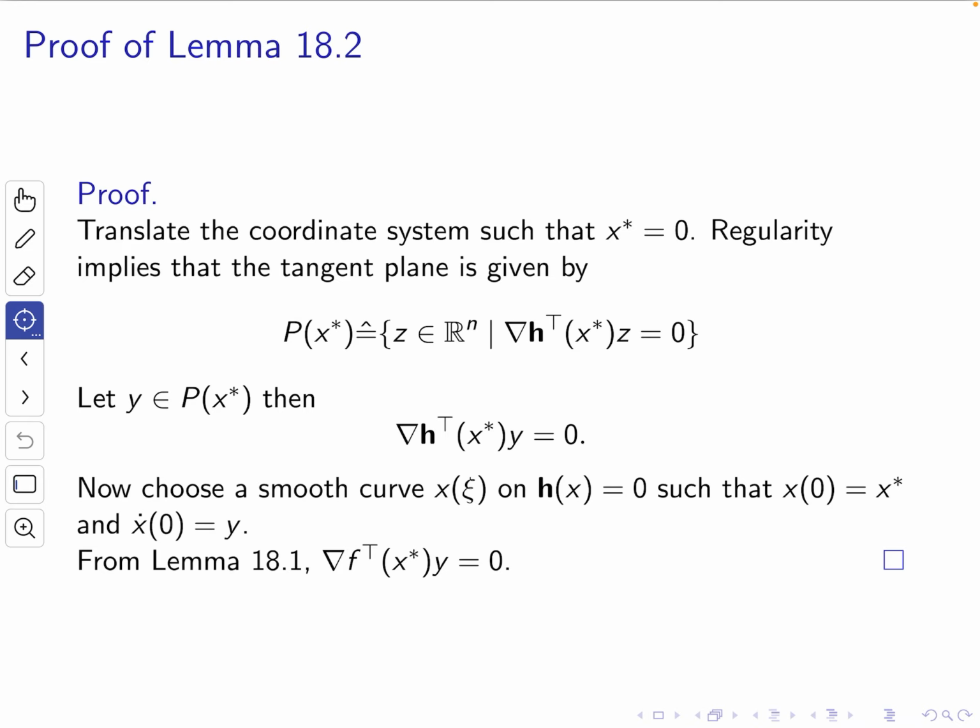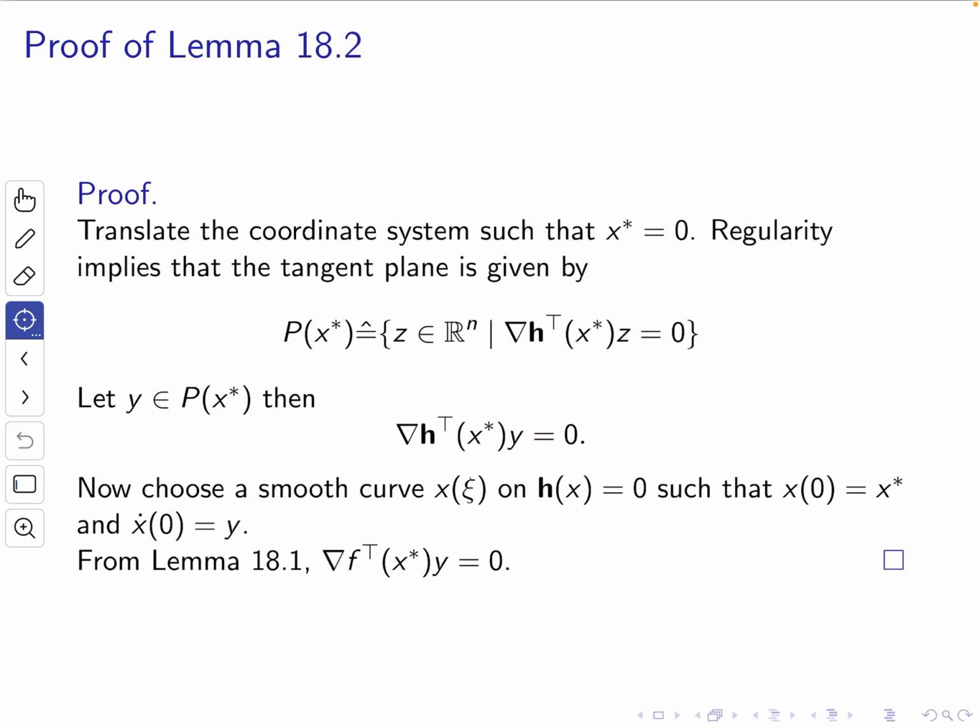Okay, to prove this, we could translate the coordinate system so that x star is equal to 0. And then what does regularity imply? It means that if we look at this plane at x star as the set of all z's such that z is orthogonal to the gradient, and then pick a y that's in that plane, we know that this is true.